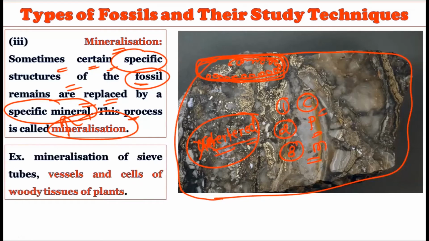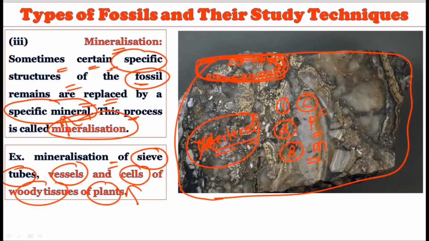For example, see mineralization of the sieve tubes, which are found in today's angiosperms, vessels, and the cells of the woody tissue of the plants got mineralized over a period of time. These are the examples for the mineralization. So all these processes, carbonization, petrification, and mineralization, are responsible for the creation of the altered fossils.